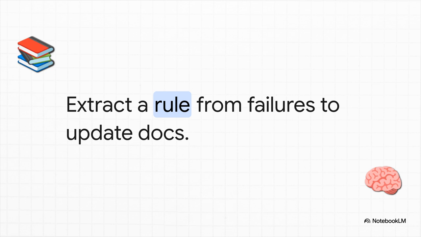Finally, we complete the loop with step 5, learn. When a failure pattern repeats, say the AI constantly messes up your layout when fixing the navigation, you extract a rule from that failure. Take that rule and place it into a durable governance file, like an agents.md file. This ensures your project instructions are automatically updated to prevent that exact same mistake from ever happening again.